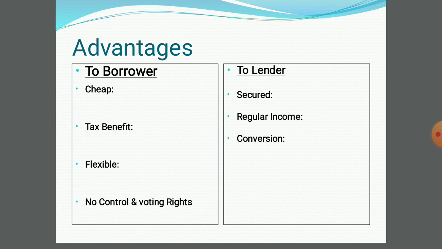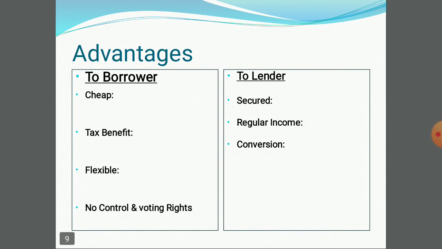Next is flexibility. That means depending upon the terms and depending upon the borrower and the lenders, there can be certain flexibility. You can make changes between the borrower and lender while signing the contract or while issuing the term loan. Then these people, the financial institutions or banks, don't carry any voting rights even if they invest in the organization. So they cannot control or interfere in the working of management, which is an advantage to the organization or the borrower.